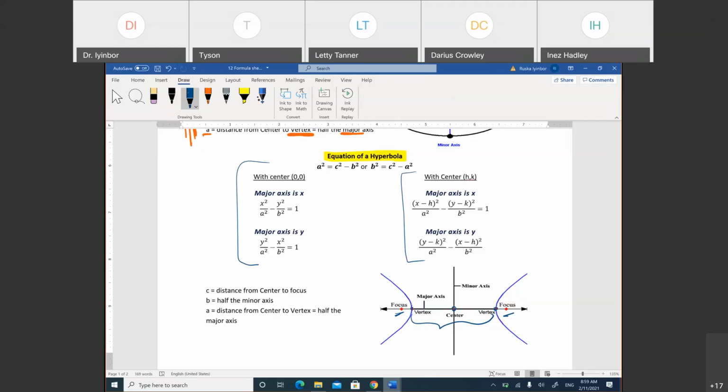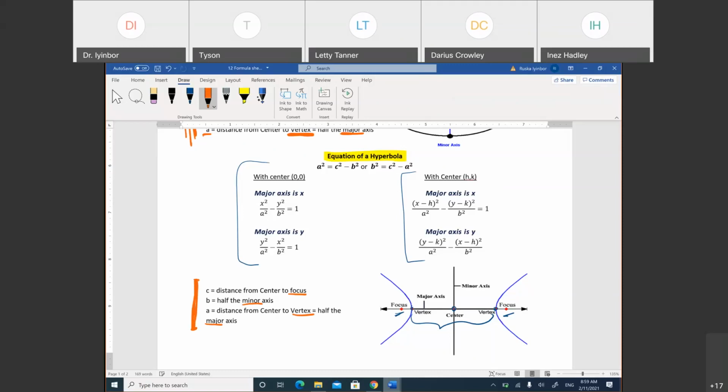And then again, the information for A, B, and C is absolutely the same. So focus is going to give you C. Minor axis is giving you B, half of it is B. Vertex and major axis is going to give you A. So this is the same like ellipse.